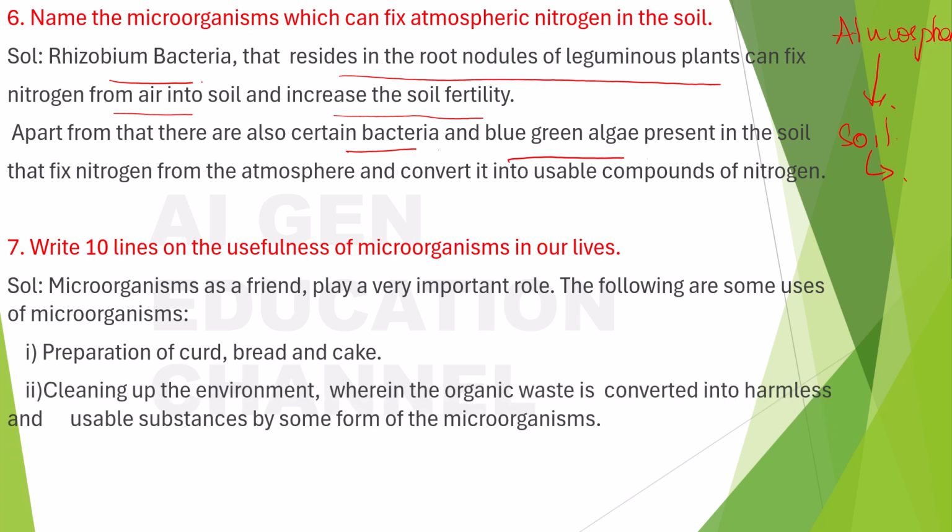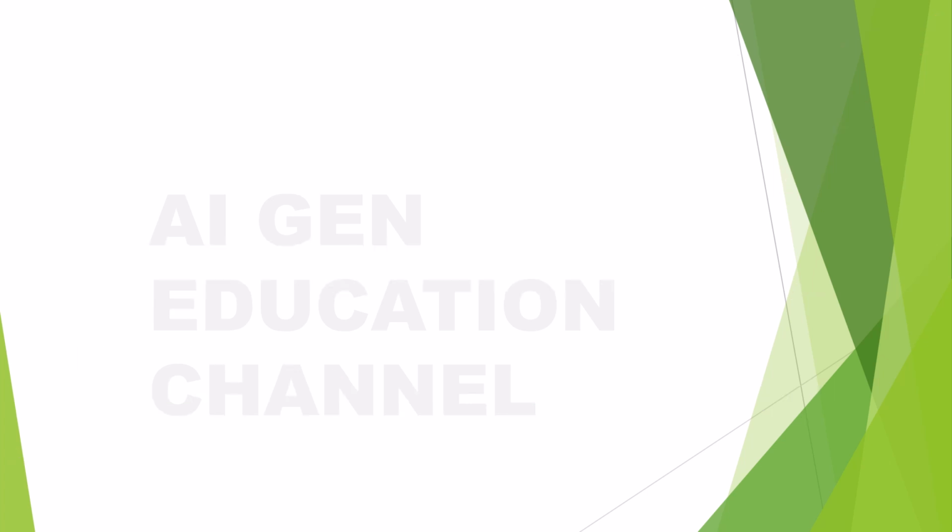Then cleaning up the environment, wherein the organic waste is converted into harmless and usable substances by some form of microorganisms, right? So the first use is preparation of curd, bread and cake. Then next comes the cleaning up the environment use, right? Now in the preparation of the medicines, what is it also used for? In the preparation of medicines.